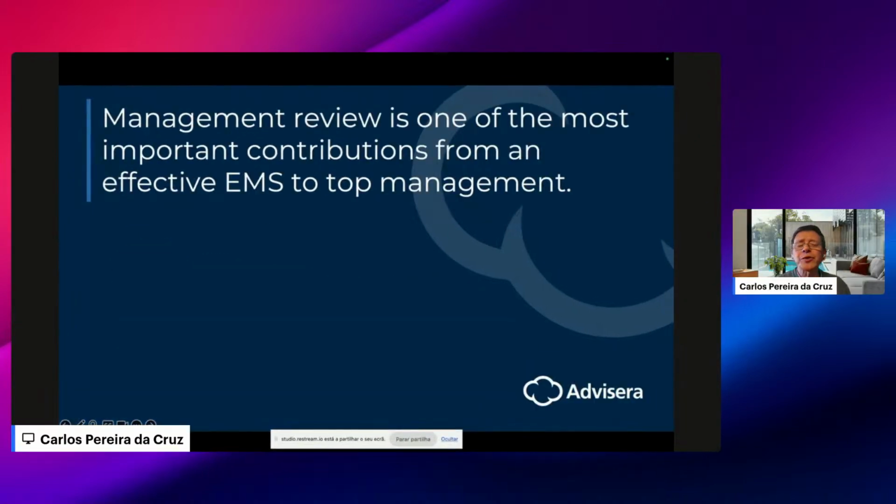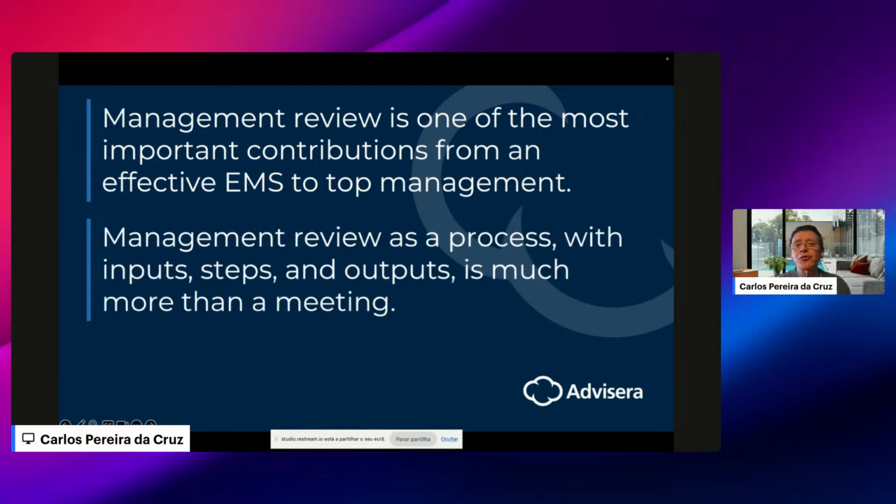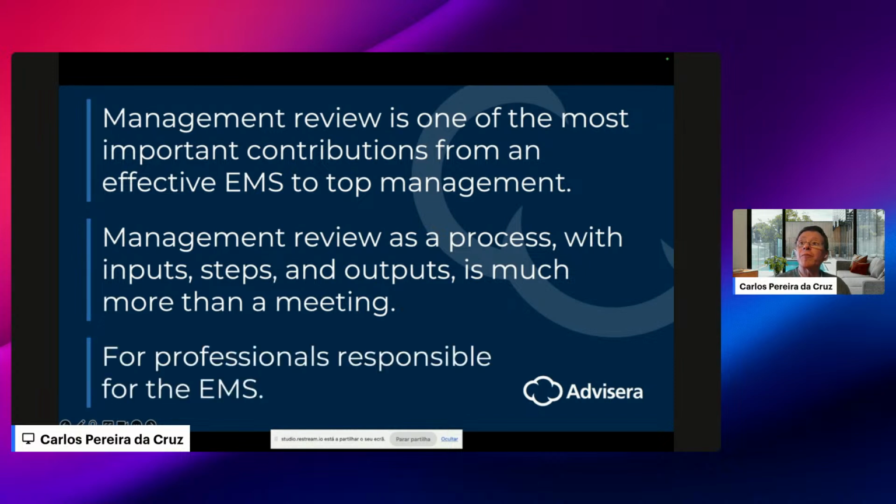Management review is one of the most important contributions of an effective EMS, environmental management system, to top management. It's a very transparent way of showing top management leadership. And management review is much more than a meeting. When we speak about management review, most of the time we think of a meeting, but it's a complete process with inputs, several steps, and outputs. In this webinar, we will show you how to prepare, execute, and follow up on a management review. This webinar is specifically designed for professionals involved in environmental management systems, including management representatives and consultants.